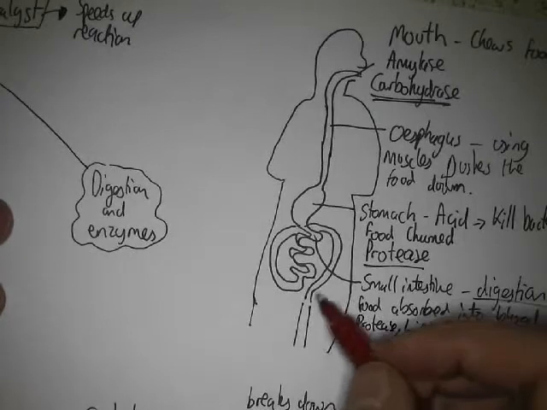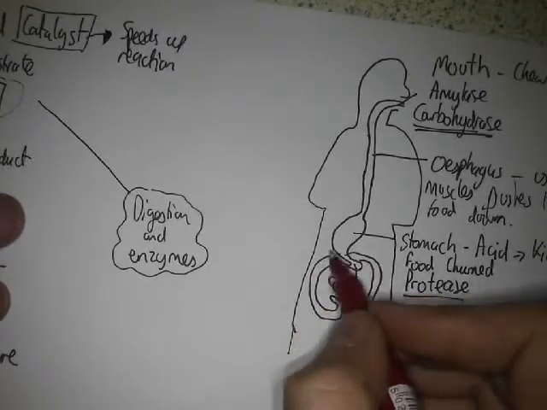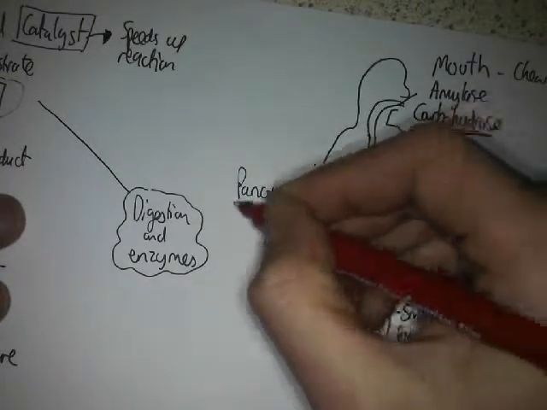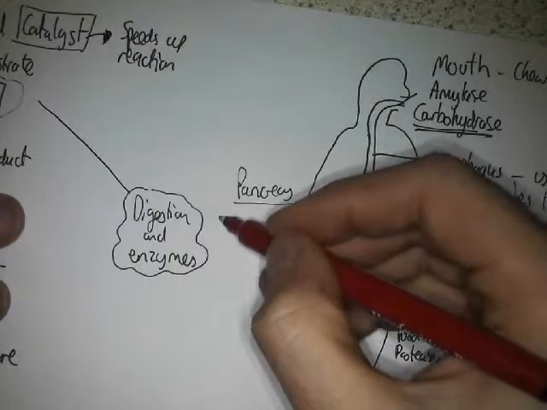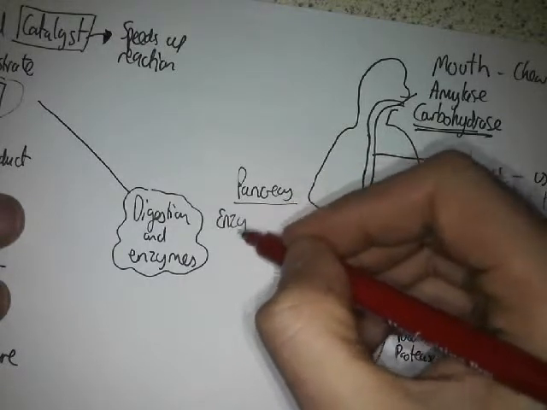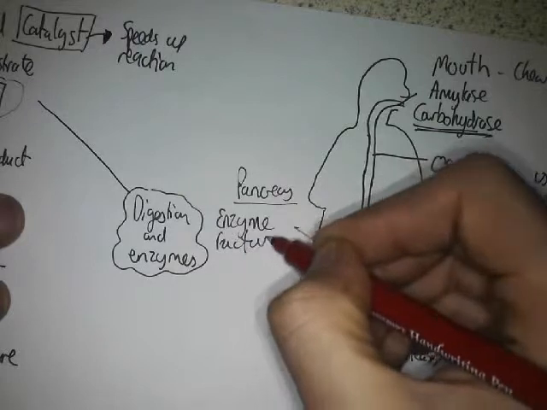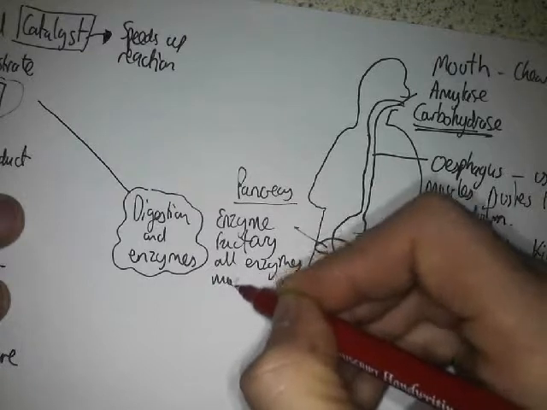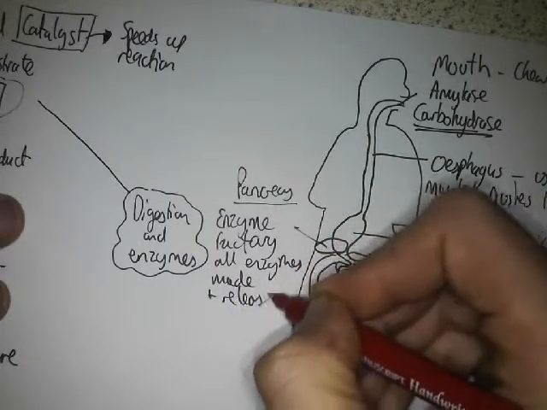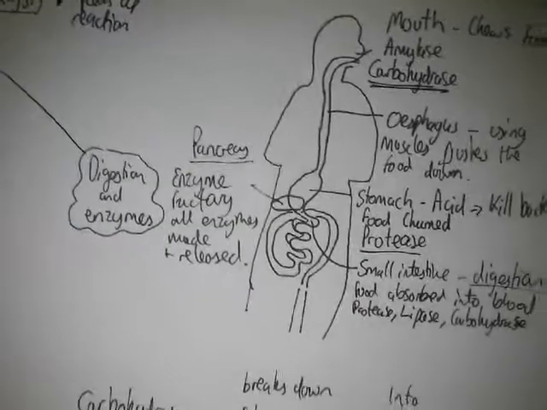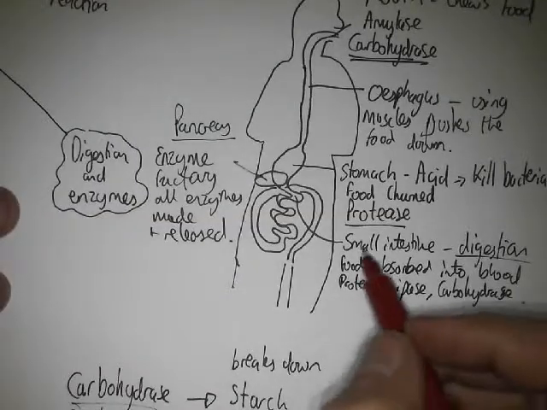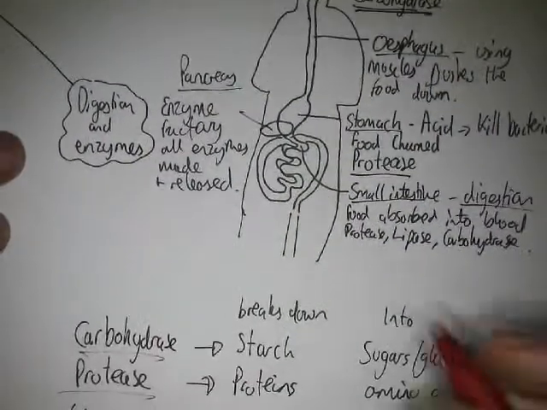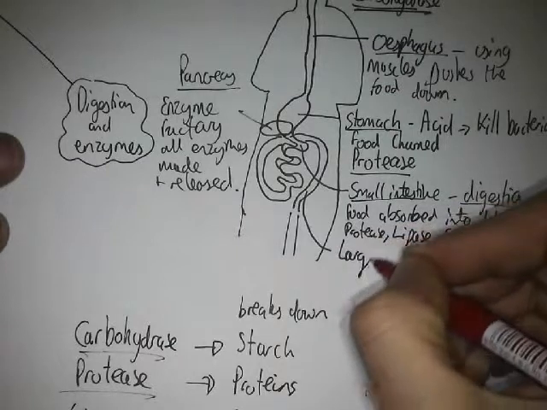Okay, last part of the journey. Well, we also need to mention the pancreas. It's here. All the enzymes are made here. Like an enzyme factory. And released into the small intestine. Last part of our journey. So we've got small intestine, stomach, esophagus, mouth. Now the large intestine.